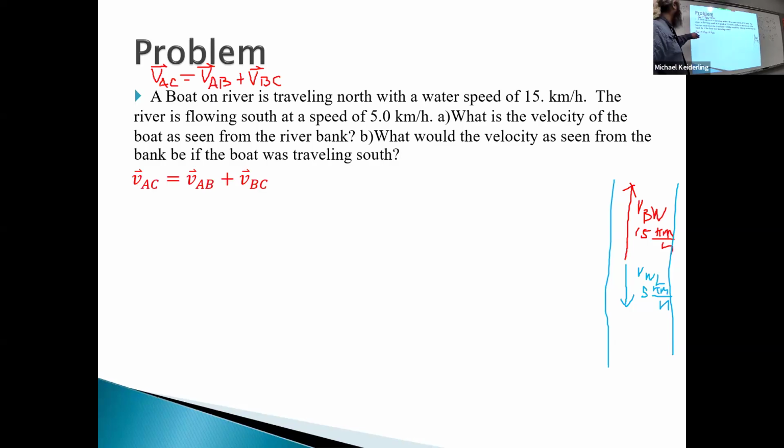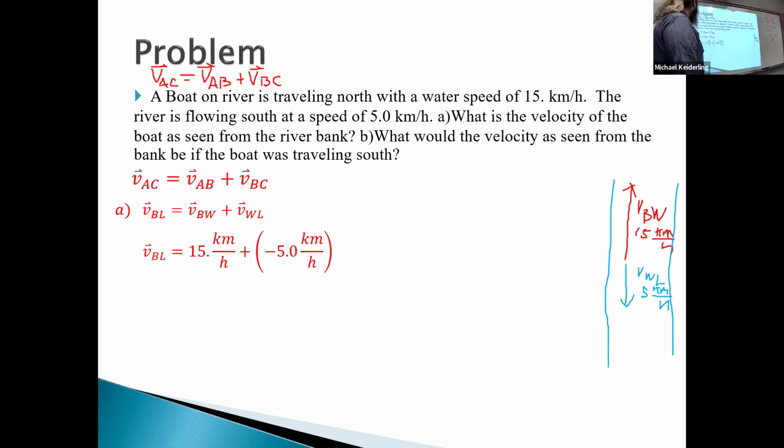Well, our basic formula is velocity of A with respect to C is velocity of A with respect to B plus velocity of B with respect to C. So the velocity of the boat with respect to the land is going to be the velocity of the boat with respect to the water plus the velocity of the water with respect to the land.